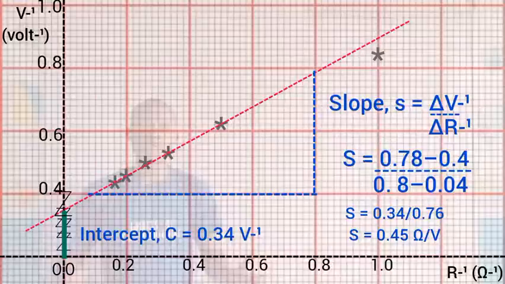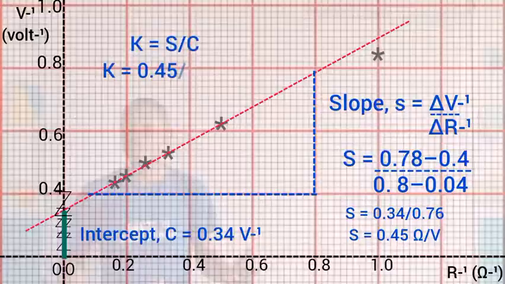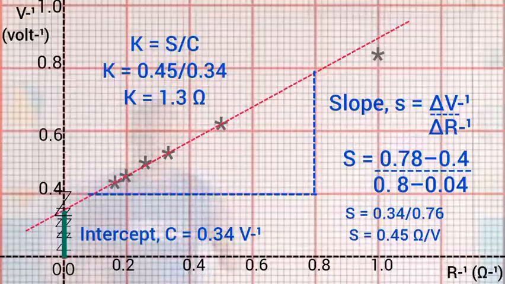To obtain our K, following the formula S over C, we write that K is equal to 0.45, which is the slope, divided by 0.34, which is the intercept. Evaluating that, we get the value of K to be 1.3. And of course, the unit of K is ohms, because we divided slope by intercept. The unit of slope is ohms per volt, and the unit of intercept is per volt. So the per volt cancels out, leaving us with ohms as the unit of K. So that quantity K is actually resistance.